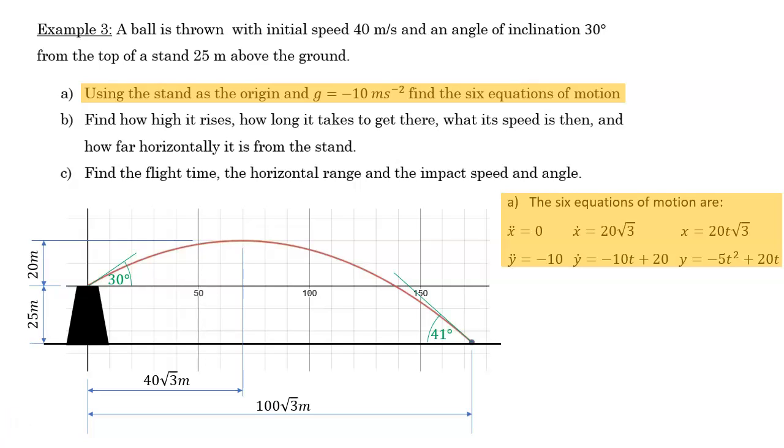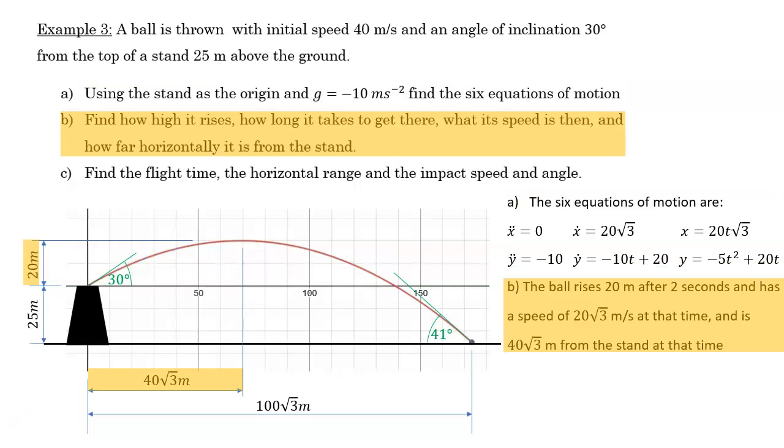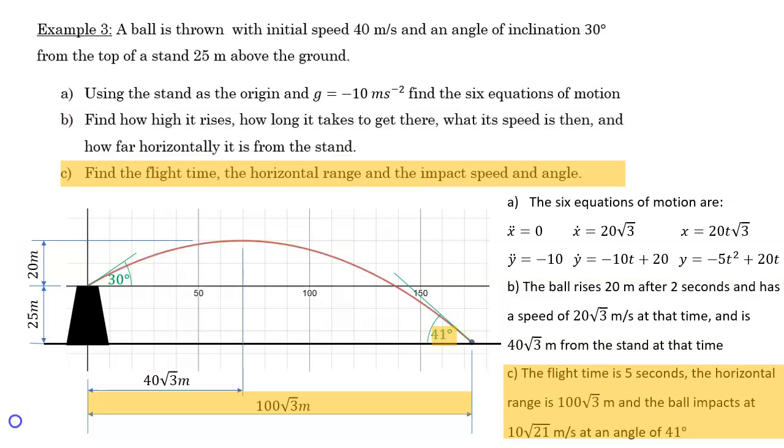So, my 6 equations of motion. We're just summarizing all of our results here. There's my 3 horizontal and 3 vertical equations of motion. Then I have the maximum height of 20 meters after 2 seconds, at which point it has a speed of 20 root 3 meters per second and has traveled across 40 root 3 meters. Finally, the flight time is 5 seconds. The horizontal range is 100 root 3 meters, and the ball impacts the ground at an angle of 41 degrees and a speed of 10 root 21 meters per second.